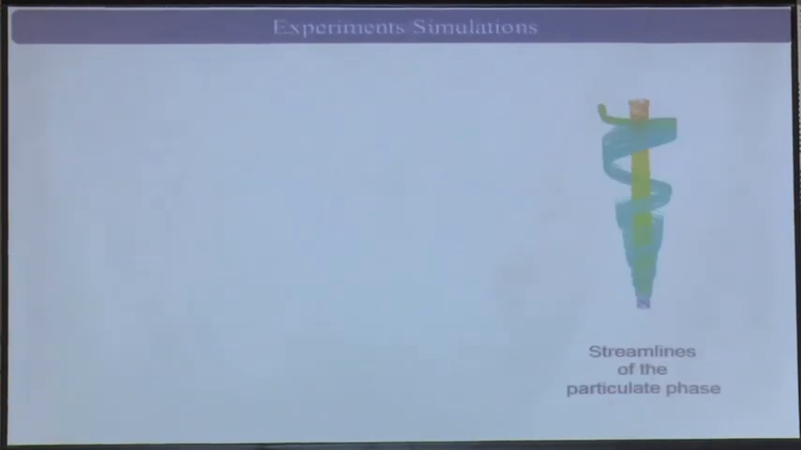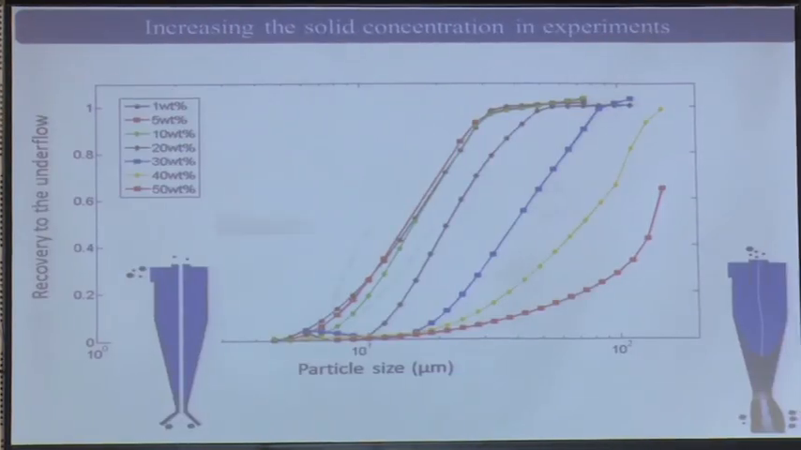Okay, so these are the experiments we did to validate. Okay, so I skip that.